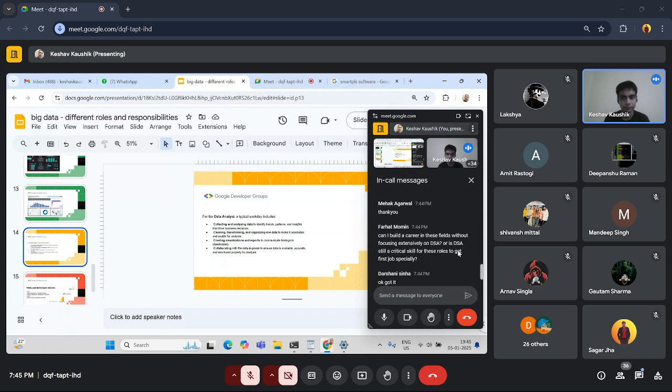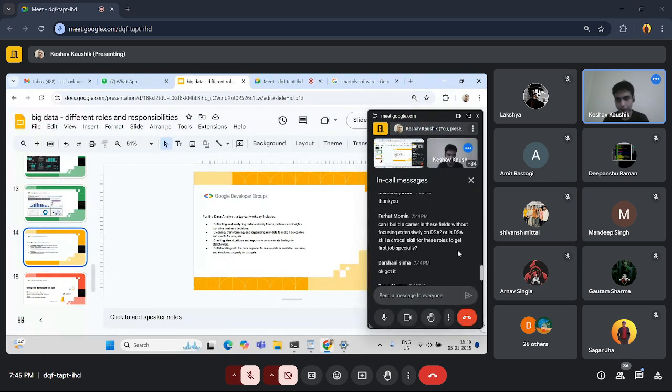So DSA is actually important, but for data engineering specific roles or data analyst roles, it is not important. You can get it more easily than the software engineering roles as a fresher without DSA.